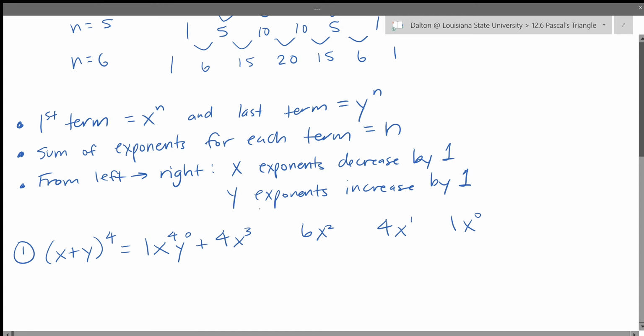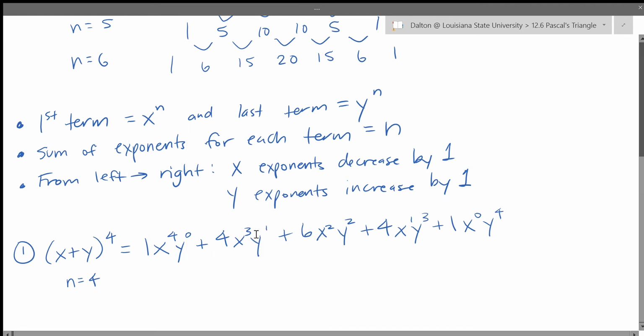Plus 4x cubed. My y's are going to start with 0, and they're going to increase until I get to the end. So it'll be y to the 1st power plus 6x squared y to the 2nd power plus 4x to the 1st times y to the 3rd power plus 1x to the 0 times y to the 4th power, which again satisfies the first bit, which is that the last term is going to be y to the n power. Again, in this case, your exponent n is equal to 4.